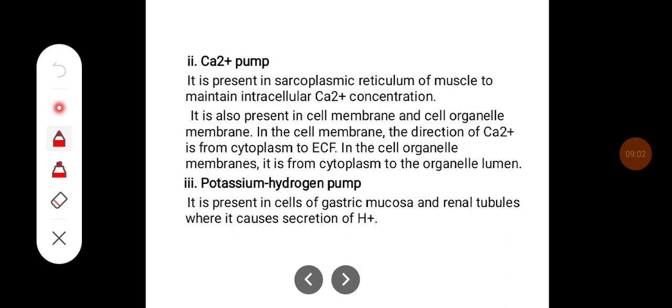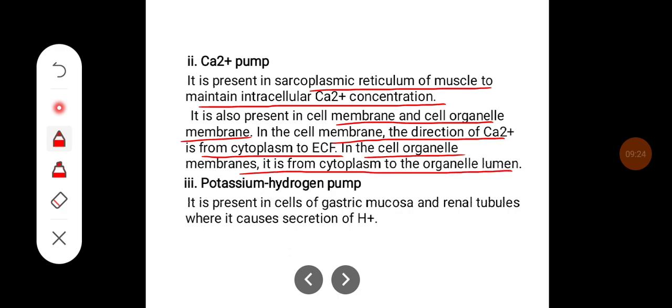Calcium pump. It is present in sarcoplasmic reticulum of muscle to maintain intracellular calcium concentration. It is also present in cell membrane and cell organelle membrane. In the cell membrane, the direction of calcium is from cytoplasm to extracellular fluid. In the cell organelle membranes, it is from cytoplasm to the organelle lumen. The third example is potassium hydrogen pump. It is present in cells of gastric mucosa and renal tubules, where it causes active secretion of H+ ion.